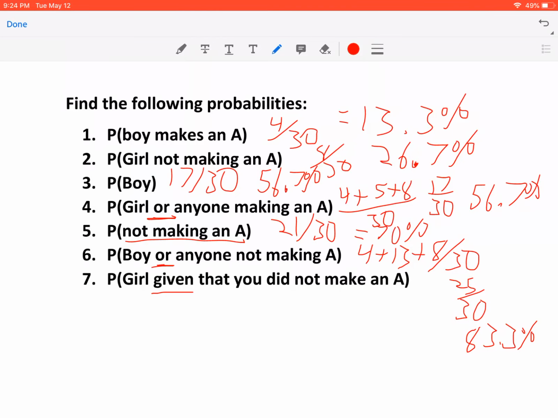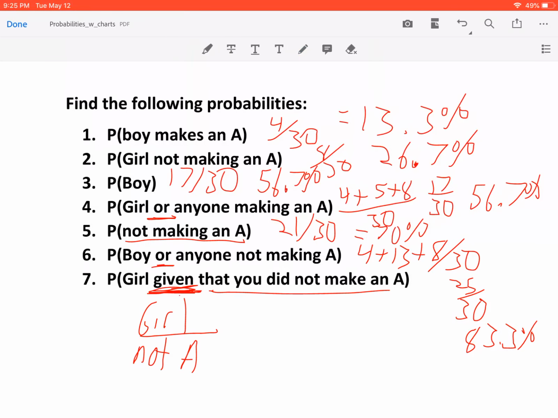Here's the word given. Probability that you choose a girl given that you did not make an A. So what that means is if you guys see given, the new denominator is whatever they're talking about after this. So my denominator is all the people that did not make A's. So all the people that did not make an A. And then I'm looking at the girls just in that column there.